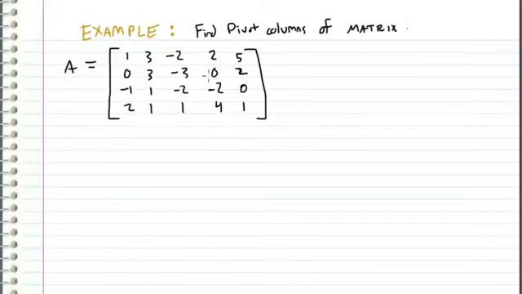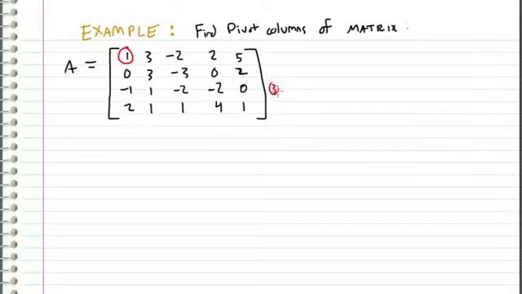In this video, I will be finding the pivot columns of this matrix. So in order to find the pivot columns, we reduce this matrix into a row echelon form or an upper triangular form, and we take the first non-zero entries of each row. So let's start with the top left. We'll use this guy as a pivot, and we need to cancel out everything below it.